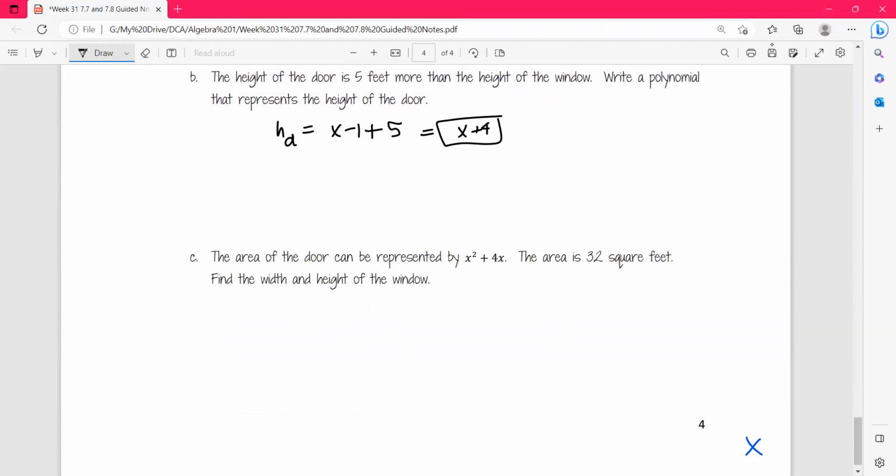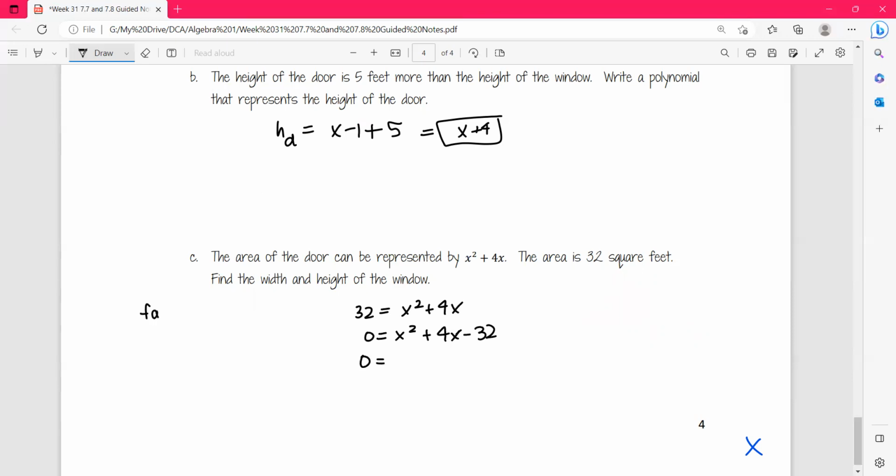One last question here. The area of the door can be represented by x squared plus 4x. The area is 32 square feet. So right away that tells me that 32 equals that area, x squared plus 4x. I can get everything to one side by subtracting the 32. And this wants to know, find the width and the height of the door.